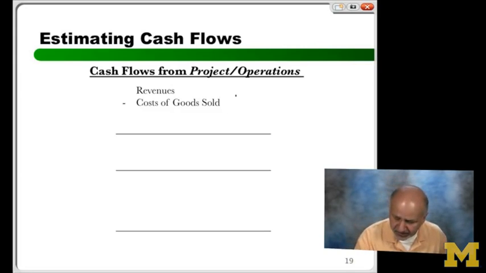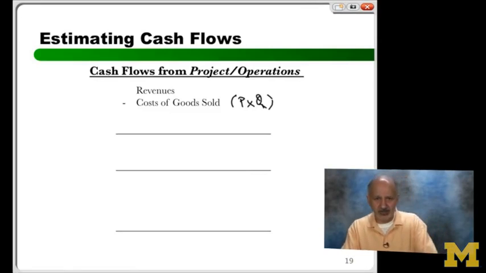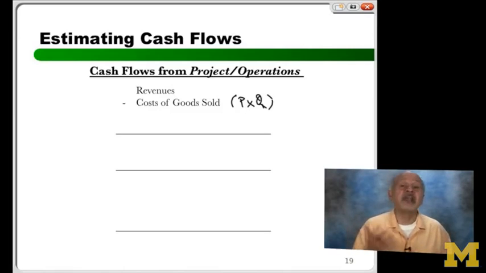And remember, it's also price times quantity. In fact, the big difference typically between revenues and cost of goods sold is that cost of goods sold has many prices and quantities. Why? Because it takes people to produce stuff, it takes different raw materials to produce it, and so on and so forth. Does that make sense? Yeah?